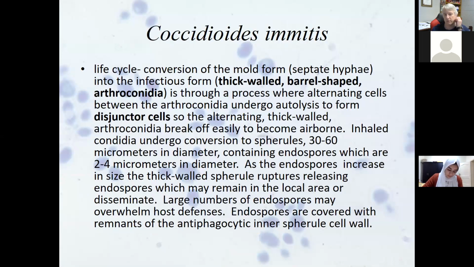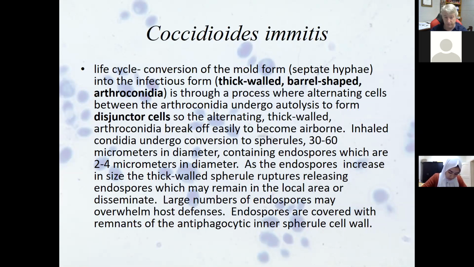It has a life cycle that's kind of going to lead us into next semester. Anytime we see life cycles, we always in micro think of parasites. The life cycle here is the conversion of the mold form, the septate hyphae, into an infectious form, which is a thick-walled, barrel-shaped arthroconidia. Through a process where alternating cells between the arthroconidia undergo autolysis to form disjunctor cells, the alternating thick-walled arthroconidia break off and easily become airborne, and that's the problem.